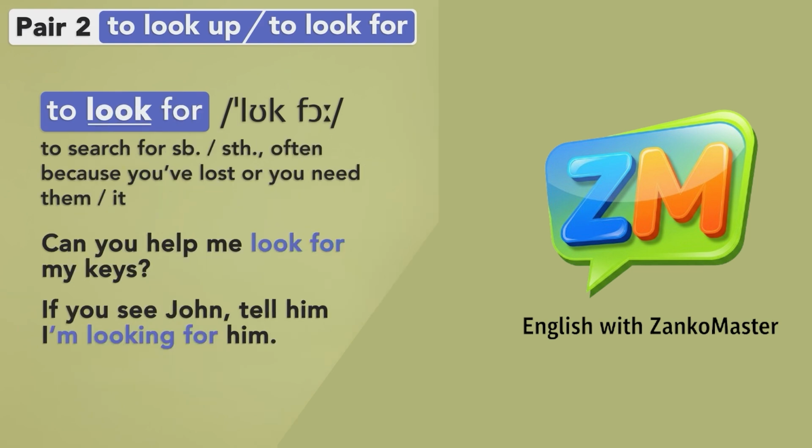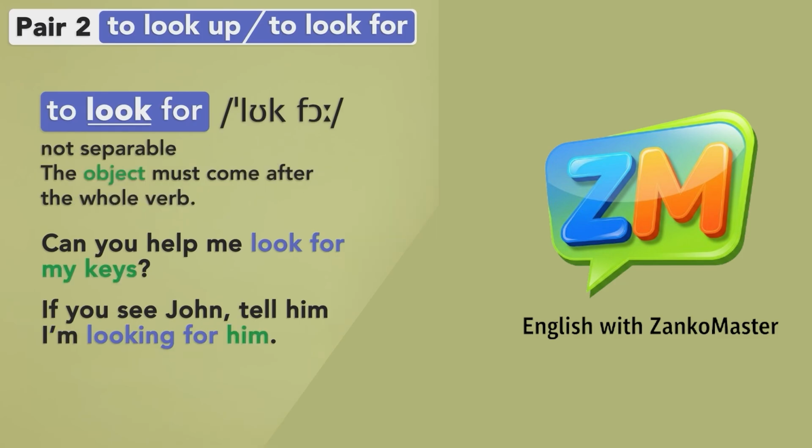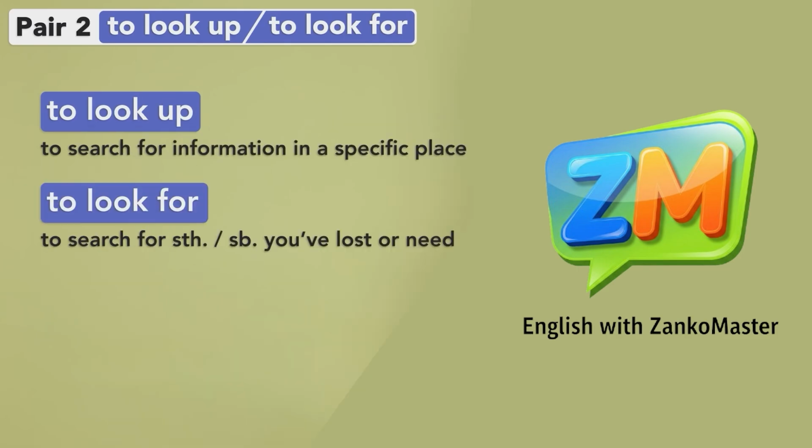Look it up. Look for means to search for somebody or something, often because you've lost them or you need them or it. For example, can you help me look for my keys? Or, if you see John, tell him I'm looking for him. Unlike look up, look for is not separable. It's inseparable. The object must come after the whole phrasal verb. So to look up means to search for information in a specific place, and to look for means to search for something or someone you've lost or need.